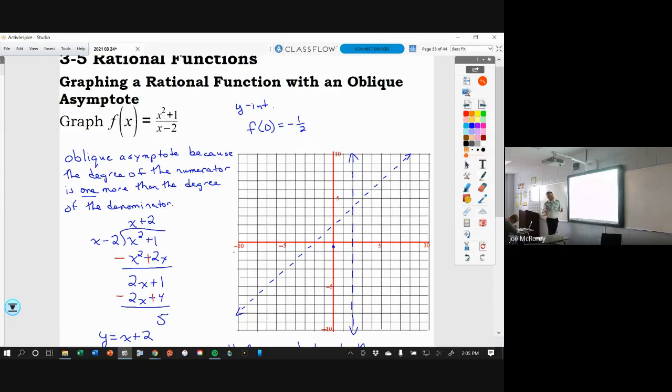Do we have any x-intercepts? How do you find x-intercepts? You make the top equal 0. When will x squared plus 1 be 0? Never. Why? Because x squared is squared. The smallest that x squared could be would be 0, and if you add 1 to 0, how are we going to get 0? You can't. This will never happen.